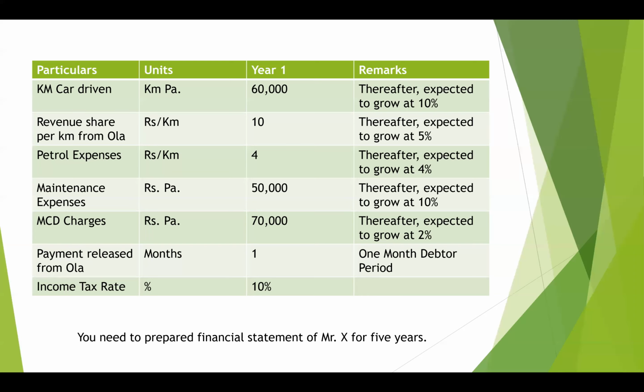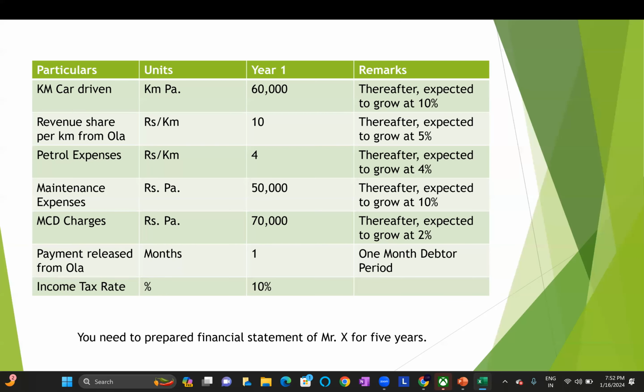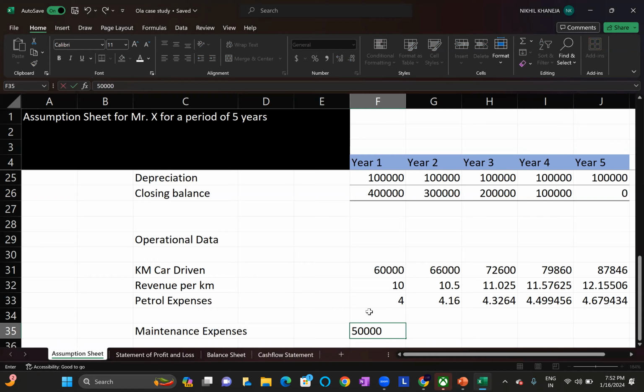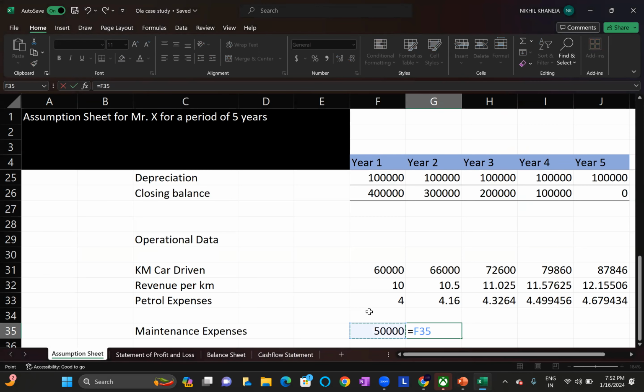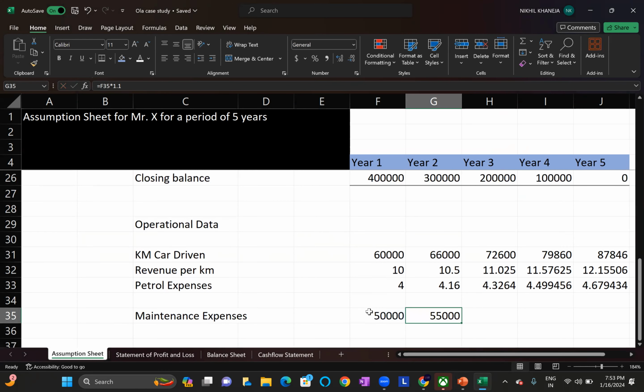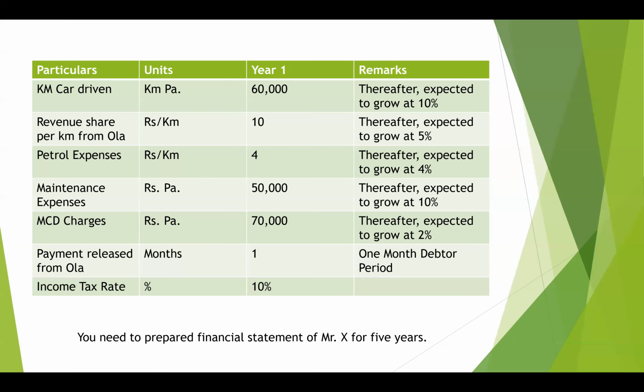Then maintenance expenses. It is 50,000 for the first year and growth is expected at 10%. Equal to this multiply by 1.1. Control C, drag it for the remaining years. So here we are done with maintenance expenses also.